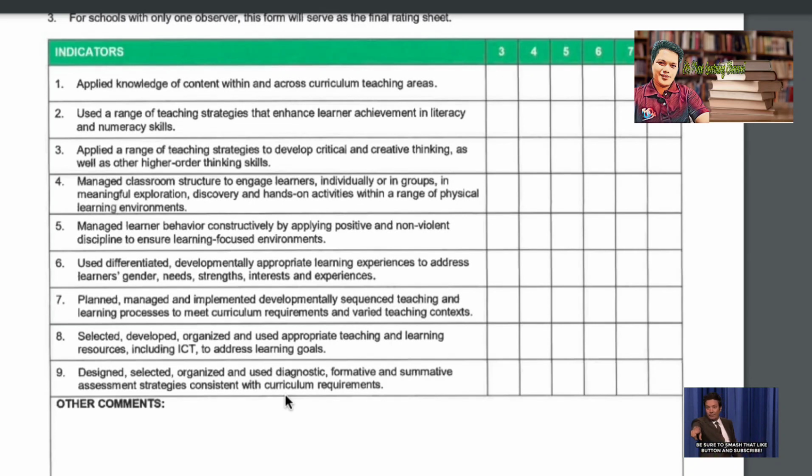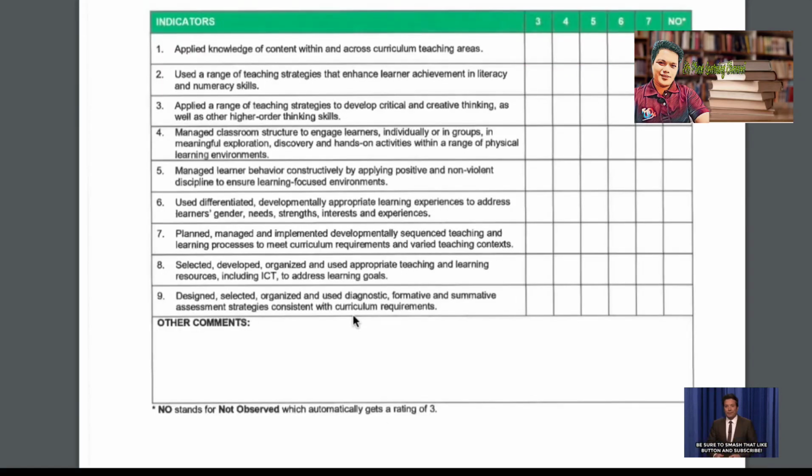6: use differentiated, developmentally appropriate learning experiences to address learners' gender, needs, strengths, interests, and experiences. 7: manage and implement developmentally sequenced teaching and learning processes to meet curriculum requirements and varied teaching contexts.